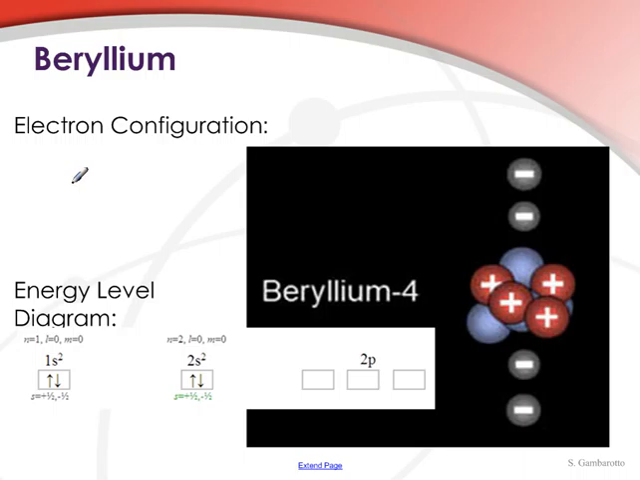So when we draw our electron configuration, hopefully you can figure this out by now, we have 1s2, indicating 2 electrons in the 1s subshell, and 2s2, 2 electrons in the second energy level in the s subshell.